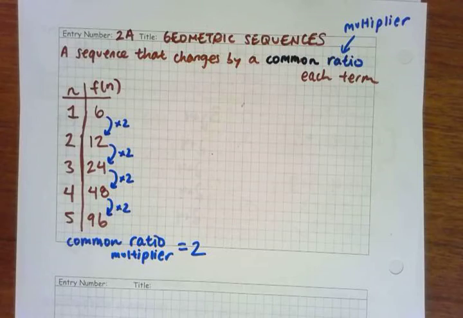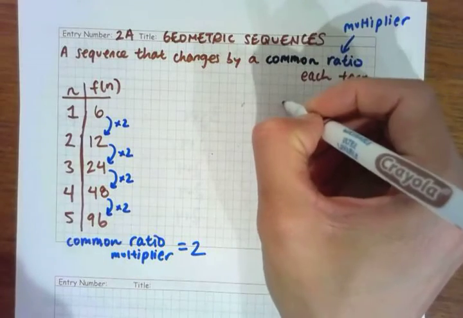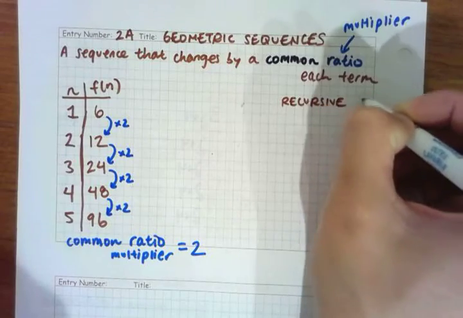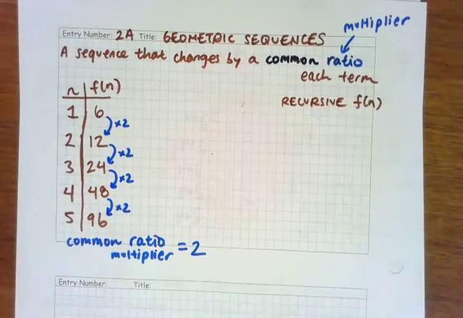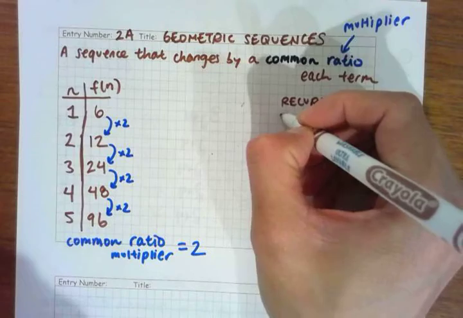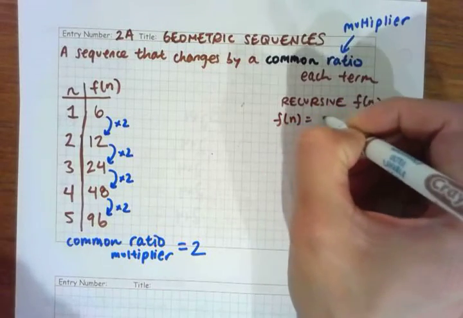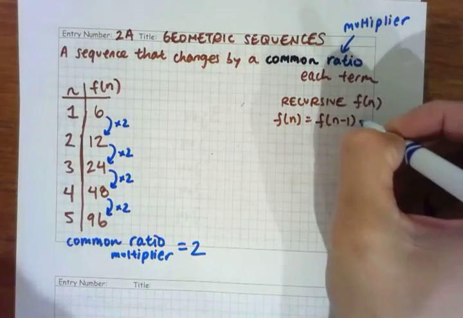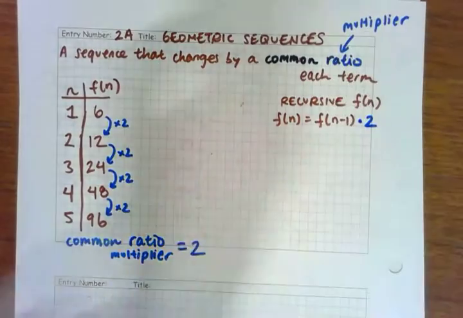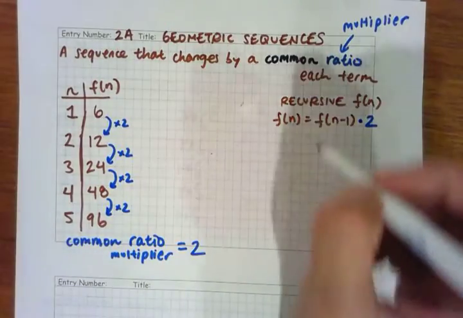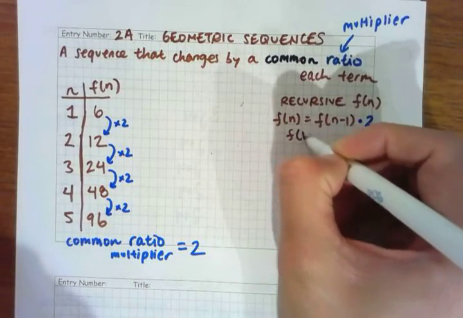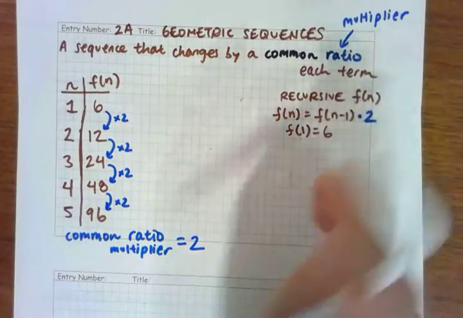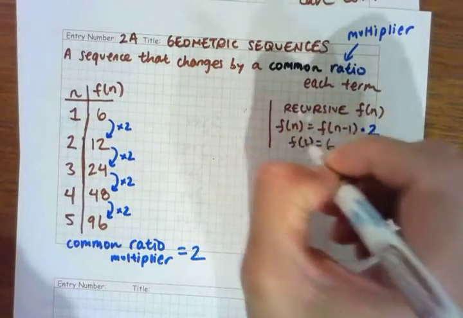And that's why if you want to write a recursive function for this, it's pretty straightforward, because it's just whatever f of n is, it's the previous term times 2. And we always have to say what the first term is. In this case, f of 1 is 6. So that's our recursive function right here.